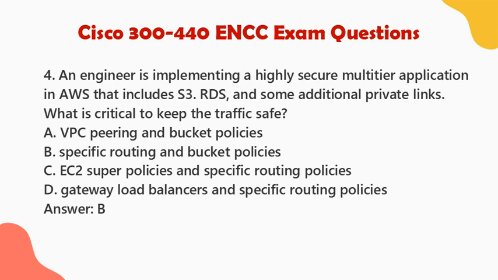4. An engineer is implementing a highly secure multi-tier application in AWS that includes S3, RDS, and some additional private links. What is critical to keep the traffic safe? A. VPC peering and bucket policies. B. Specific routing and bucket policies. C. EC2 super policies and specific routing policies. D. Gateway load balancers and specific routing policies. Answer: B.